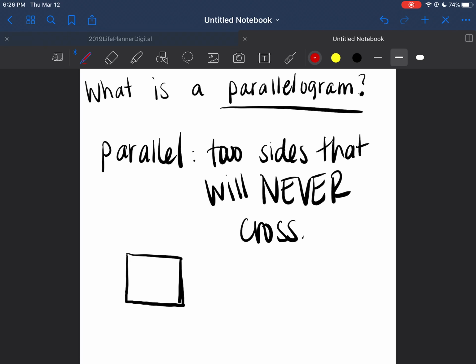So, I'm going to switch my color here. What is the opposite of the top side? That would be the bottom side. Those 2 sides are parallel, so that's one set of parallel sides right there. Now, what is the opposite of the left side? The right side. So those 2 sides are also parallel, so it has 2 sets of parallel lines. So a square is a parallelogram because it has 2 sets of parallel sides.